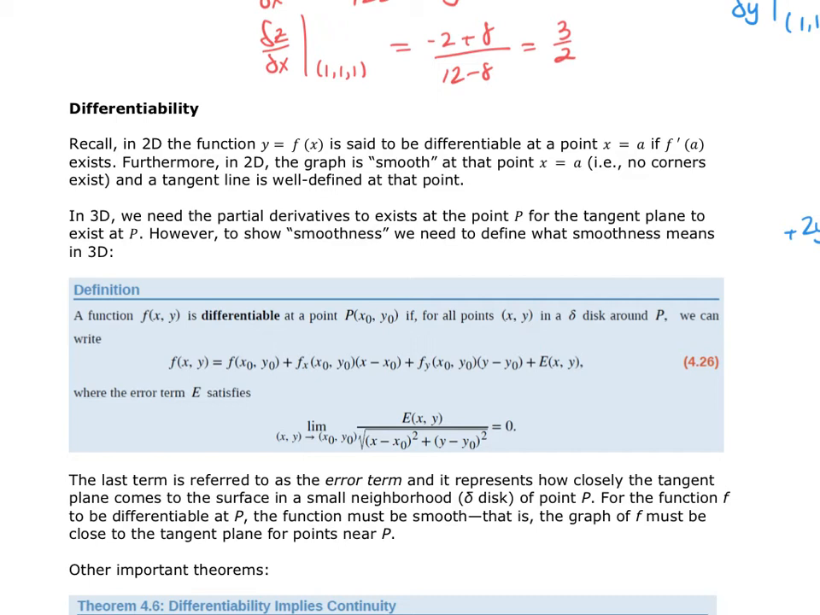we can write f of x, y is equal to f of x naught, y naught plus my partial derivative with respect to x, evaluated at x naught, y naught, times x minus x naught. And so this is the same formula we had before. The difference is that we've got this E of x, y, and we call this the error term, and this E has to satisfy this. So this error term that we end up with has to satisfy this.